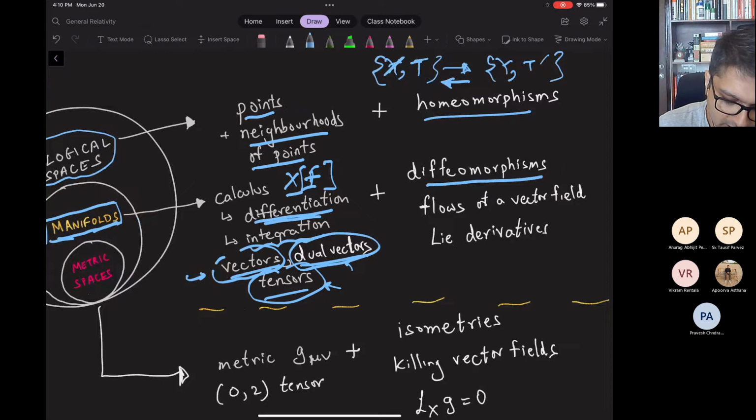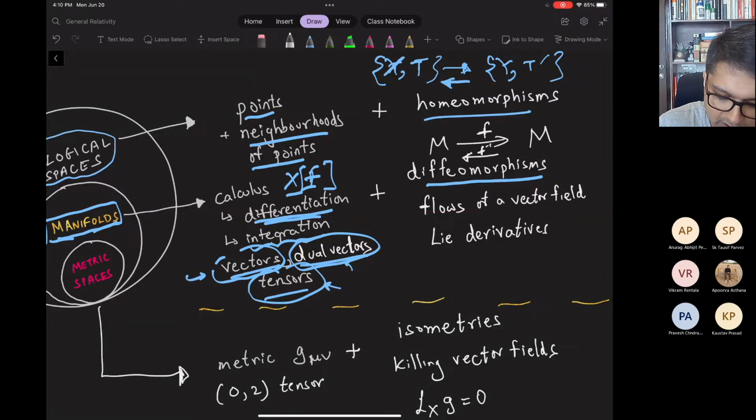So a manifold is again a topological space, but now it's locally homeomorphic to Rn. So if I have a manifold M, which includes some coordinate charts, it can be mapped to itself. And if this map is smooth and invertible, then this map is called a diffeomorphism.